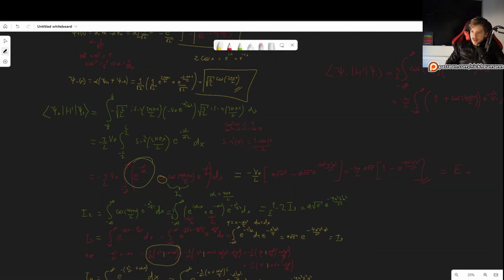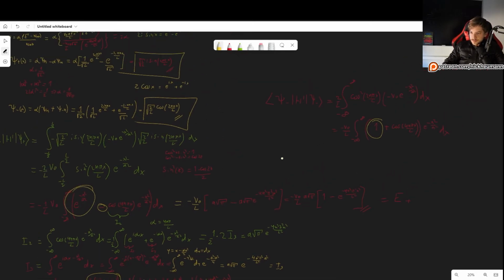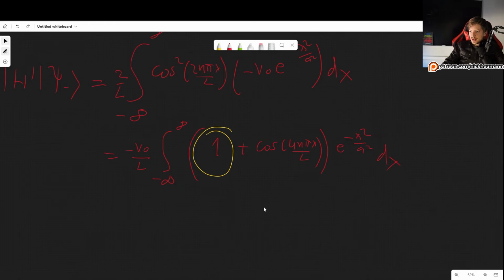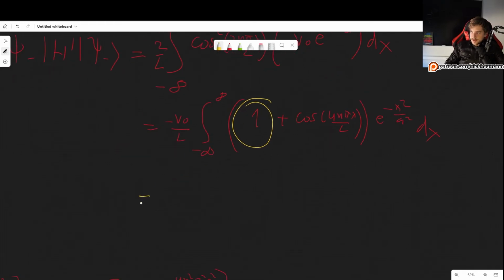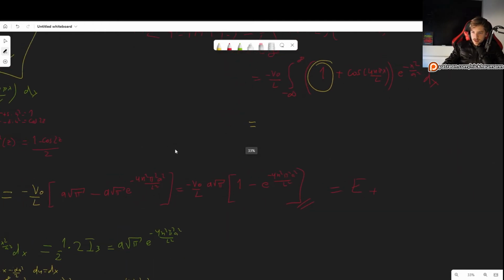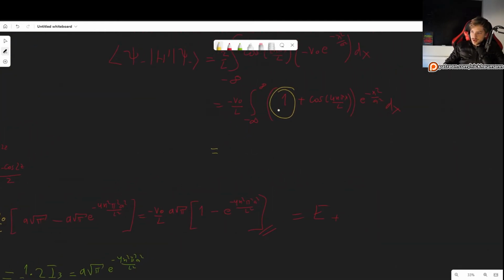We have this exponent here, which is the same as what we get there, and we have the cosine times the exponent, which is the same that we already solved. So we don't need to solve it again. We already know that this will be the same result. So let's see, where's our result? It is here. So this will be minus v0 over L a square root of pi, right?